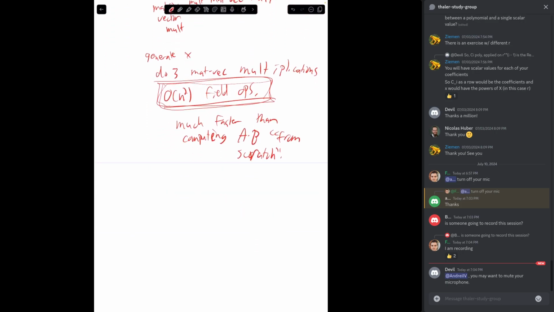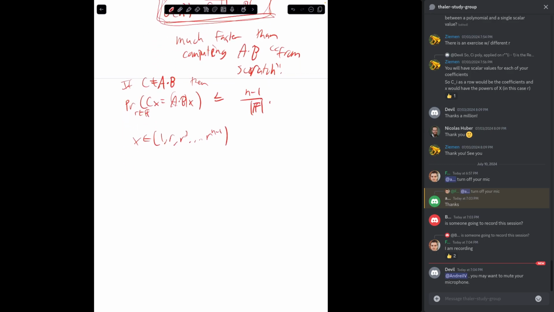Okay, so just the final statement in this review. Formally what we showed is that if the matrix C is not equal to the true product matrix A times B, then the probability over the random choice of R from the field that C times X equals A times B times X, where remember X was the powers of R, we saw that probability was at most n-1 over the size of the field. Okay.